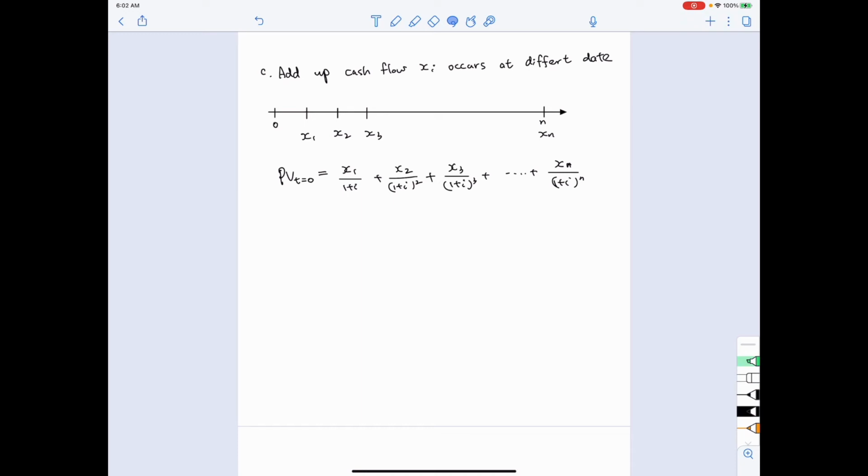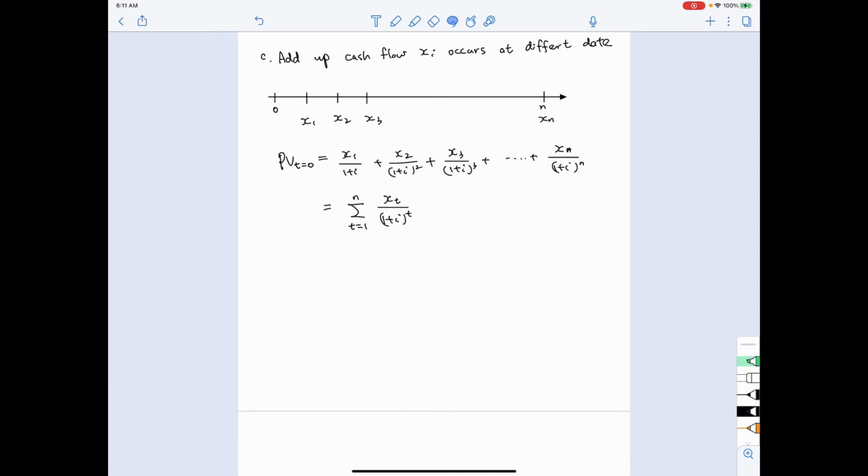So this equation then becomes the summation of xt over 1 plus I to the power of t, and we sum up the values from date 1 to date n. This is the formula for how to come up with the present value for cash flows occurring at different dates. Up to this point, I'm hoping that you have a clear idea about what present value means and why we need the concept of present value.